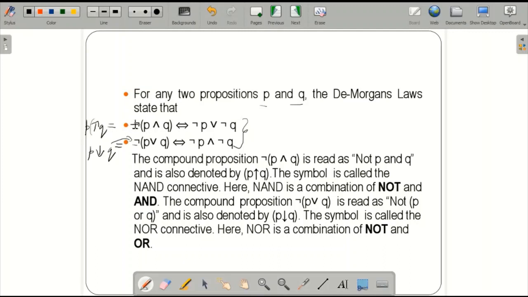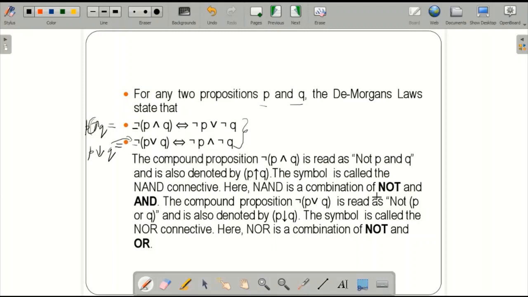So over here, "not and" is read as NAND, P NAND Q, and this is P NOR Q. Let us see the definition. The compound proposition negation of (P and Q) is read as not (P and Q), and is also denoted by this symbol. The symbol is called the NAND connective, and this symbol is called the NOR connective.